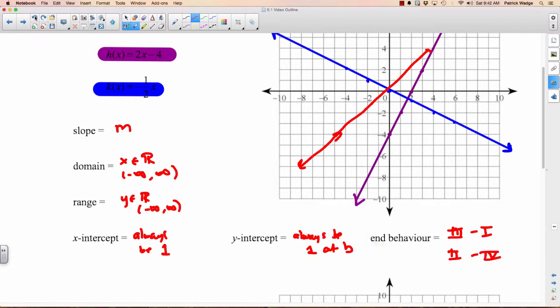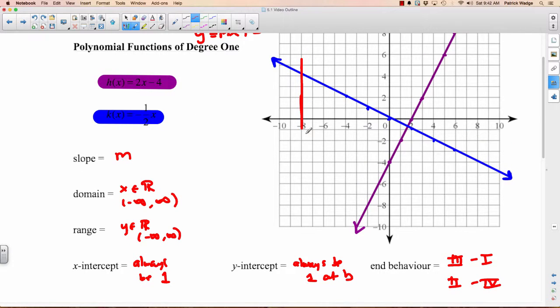Now, one last thing. I said I would explain why we are not dealing with vertical lines when it was degree 0 or degree 1. And the reason for that is because of this word right here. We're only talking about functions today. Is that a function? No, it's not. How come? Because it fails the vertical line test. If you draw a vertical line here, how many times does it go through the red line? It goes through an infinite number of times.